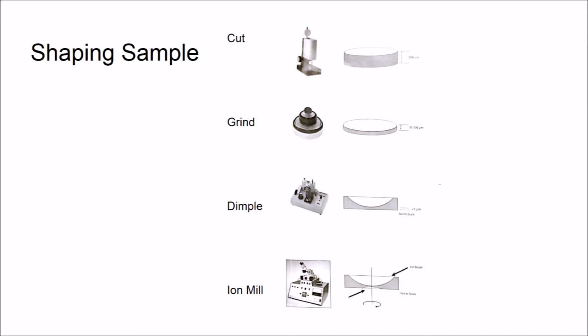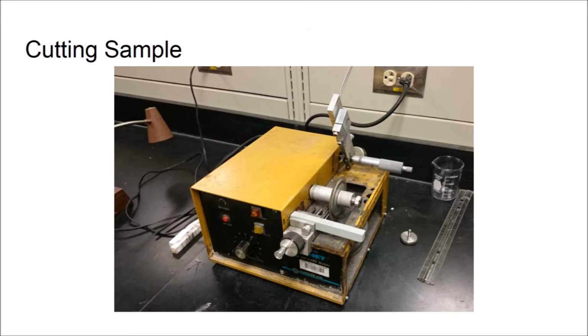The goal of all of these steps is to get the sample as thin as possible. This diagram shows the tools used to shape the sample, as well as the shape of the sample after they have been processed by the tool. First, the sample will be ground down until it is about 1/10 of a millimeter thick. Next, the sample is dimpled, and the center of the sample will be approximately 5 micrometers thick. Finally, the sample can be placed into the ion mill, where it will be ground down from the opposite side until the center is approximately 100 nanometers thick. In order to cut the sample, a high-speed saw is used.